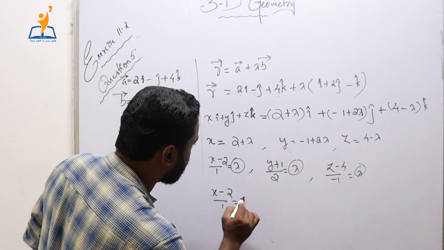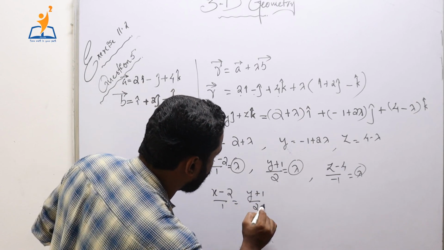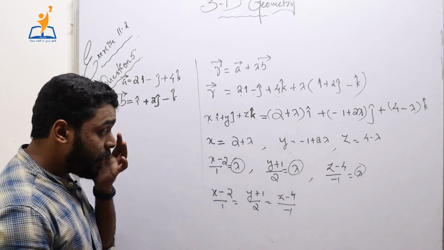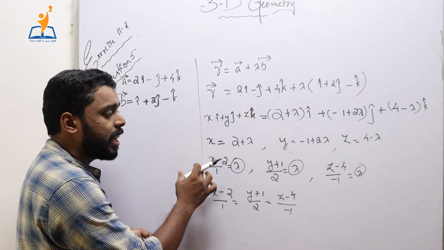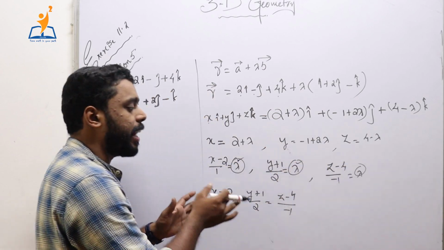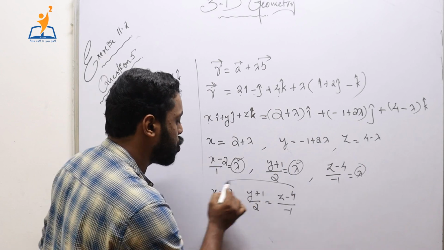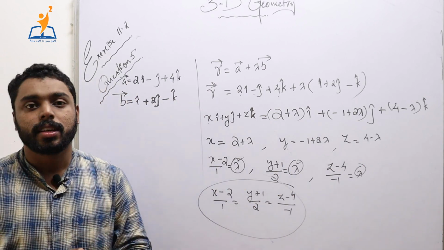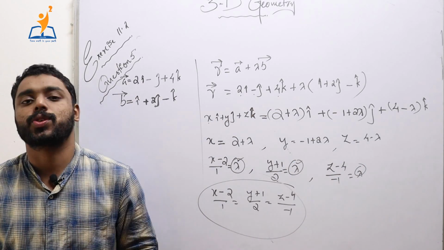(x minus 2) by 1 equal to (y plus 1) by 2 is equal to (z minus 4) by minus 1. See, what we have done here is all equations are equal to lambda. So we can equate all the left hand sides together to get the Cartesian equation of the line. Now we shall move to the next question.